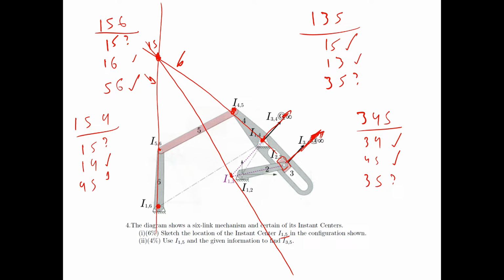We know the instant center 4, 5's here. We know that 3, 4 is still off at infinity in that direction. So I go from the point I know, which is 4, 5, point in the direction of the instant center 3, 4 that's off at infinity, and that forms my line here that 3, 5 has to be somewhere on. So 3, 5 has to be on this line, 3, 5 has to be on this line. They intersect right there. That's IC 3, 5, and I'm done.